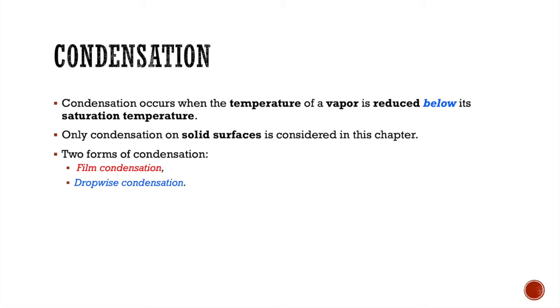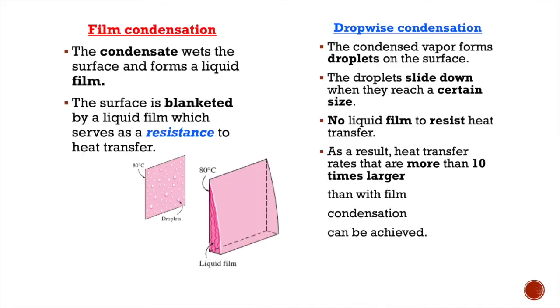Only condensation on solid surfaces is considered in this chapter. There are two forms of condensation. One is film condensation, and the second one is dropwise condensation. Let's take a look at the definition of both types. First is film condensation. The condensate wets the surface and forms a liquid film.